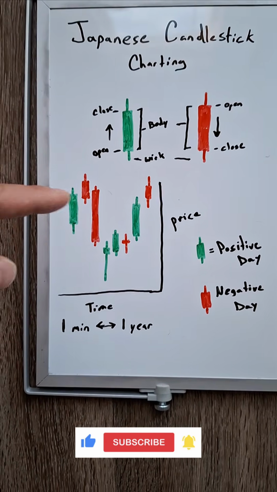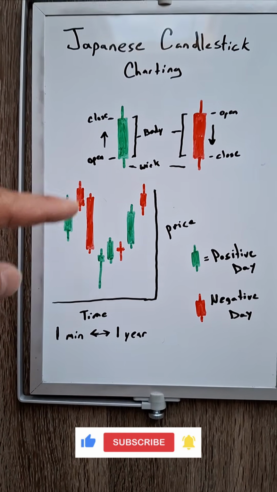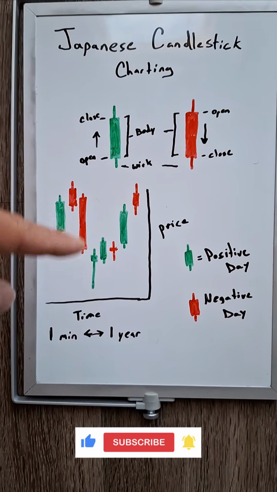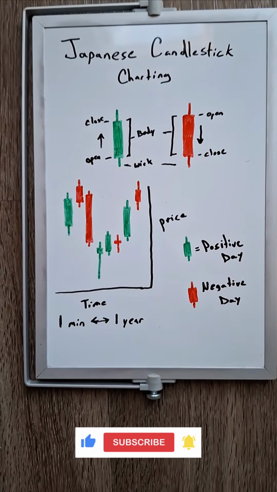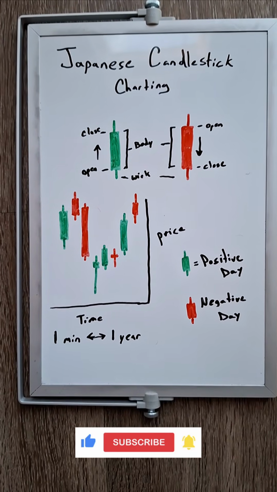So this is kind of candlestick charting. This would be like a crash. This would be like a pretty negative day. And then yeah, you could have a positive day. But that's a basic explanation of candlestick charting.